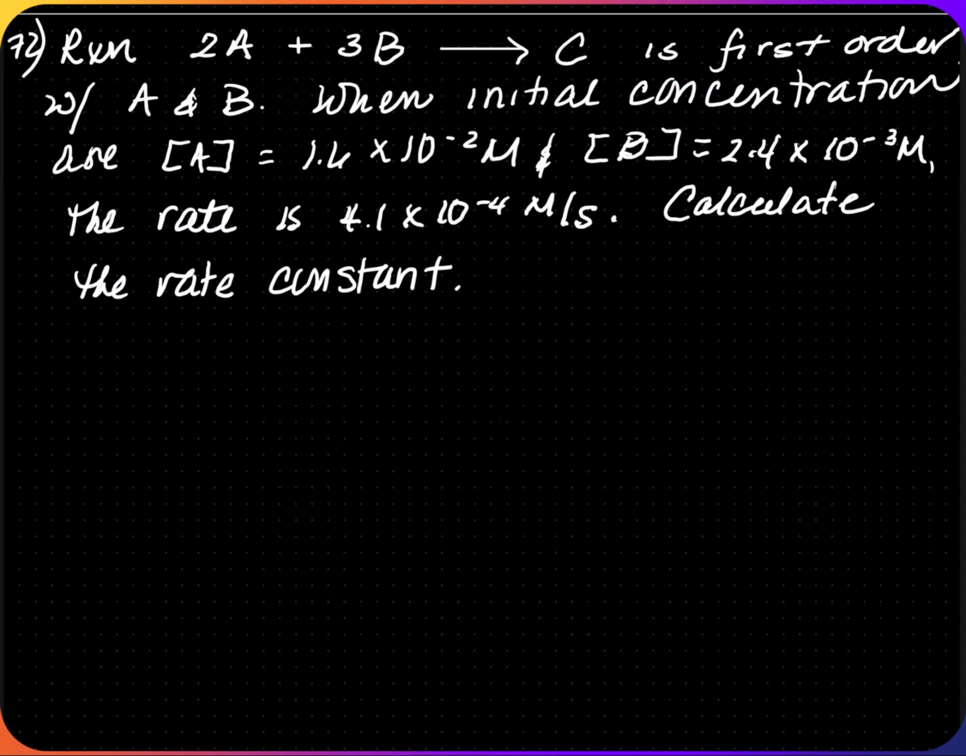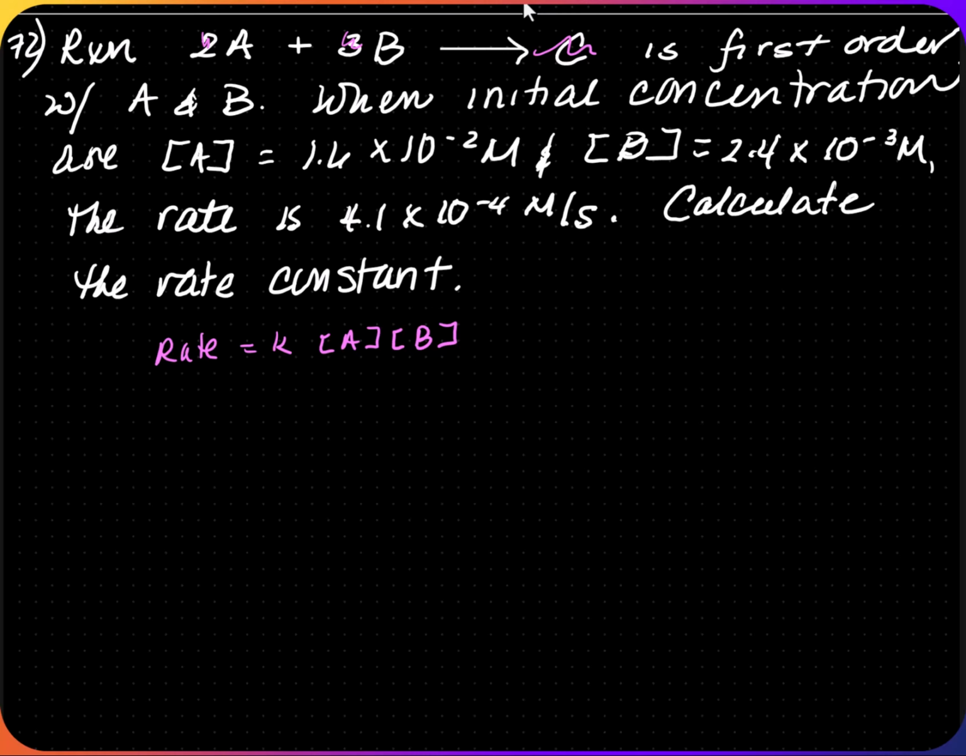This problem is pretty straightforward. We have a reaction 2A plus 3B yields C. Again, since this is a rate law, we ignore the products. We ignore the coefficient of the balanced equation. It's first order with A and B. So in this one, we don't even have to solve for it because they already gave you the order. So if I write my generic rate equation, that's going to be rate is equal to K, and since they're both first order, it's going to be times A times B. They give you the initial concentration, and we're going to look for the rate constant, which is K.